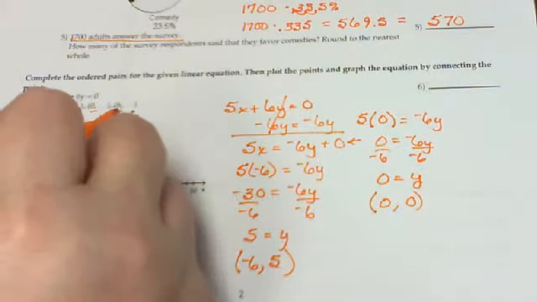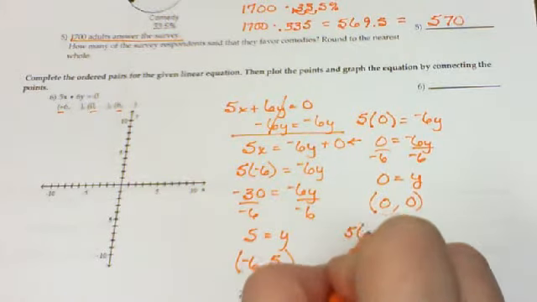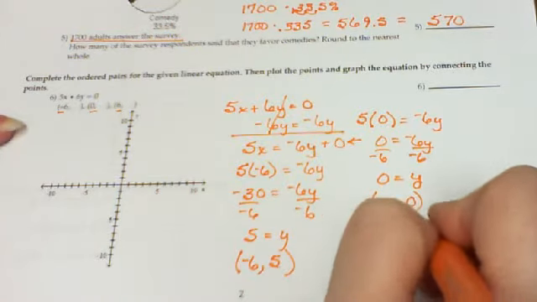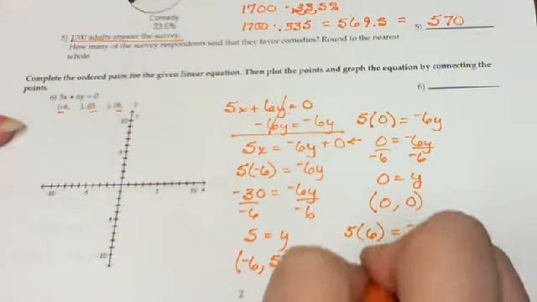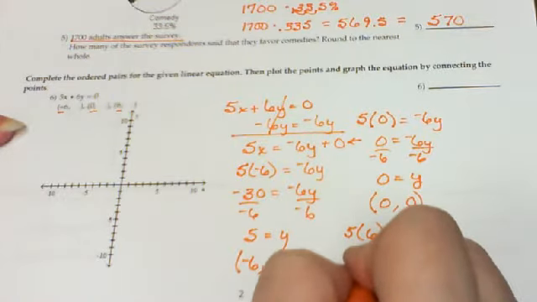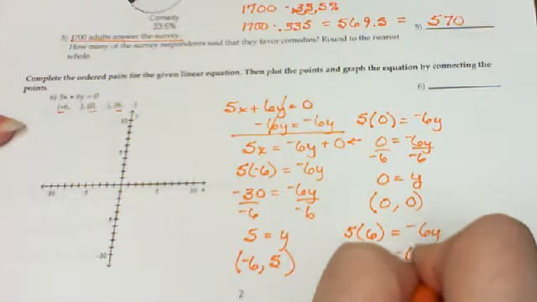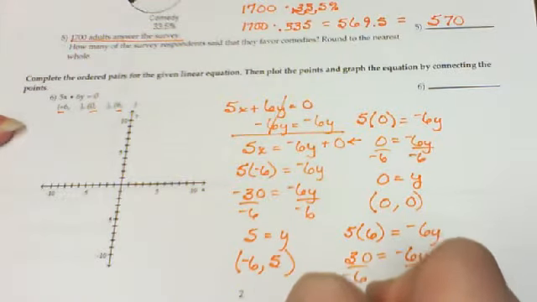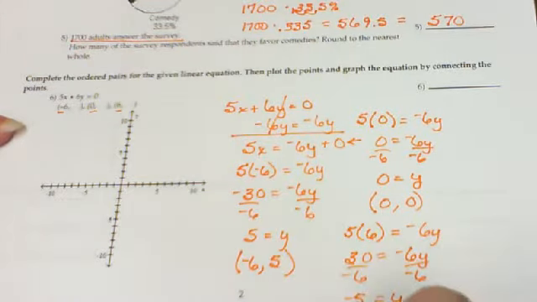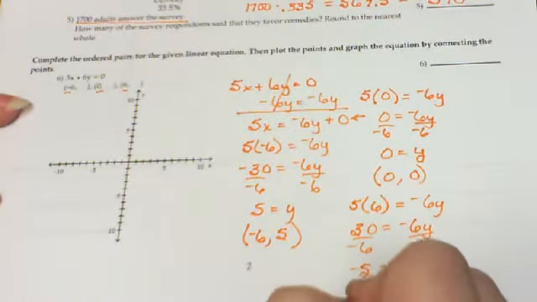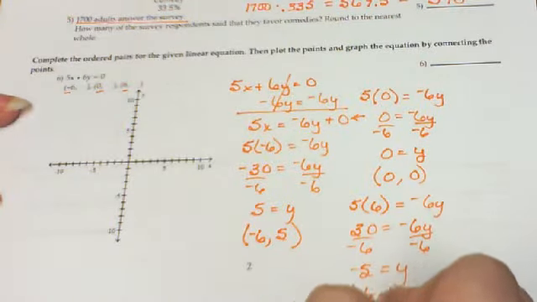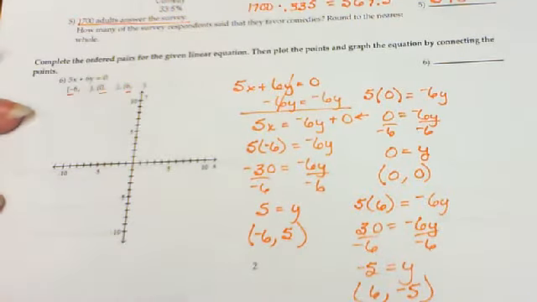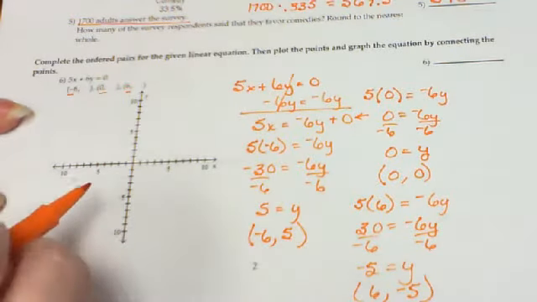Then plugging in our last one, 5 times 6 is equal to negative 6y plus our 0, which will just be a negative 6y. You get 30 is equal to negative 6y. Divide both sides by negative 6. And you get negative 5 is equal to y. So that's going to be the point 6, negative 5. Then I have to go and plot them on our lovely graph over here.